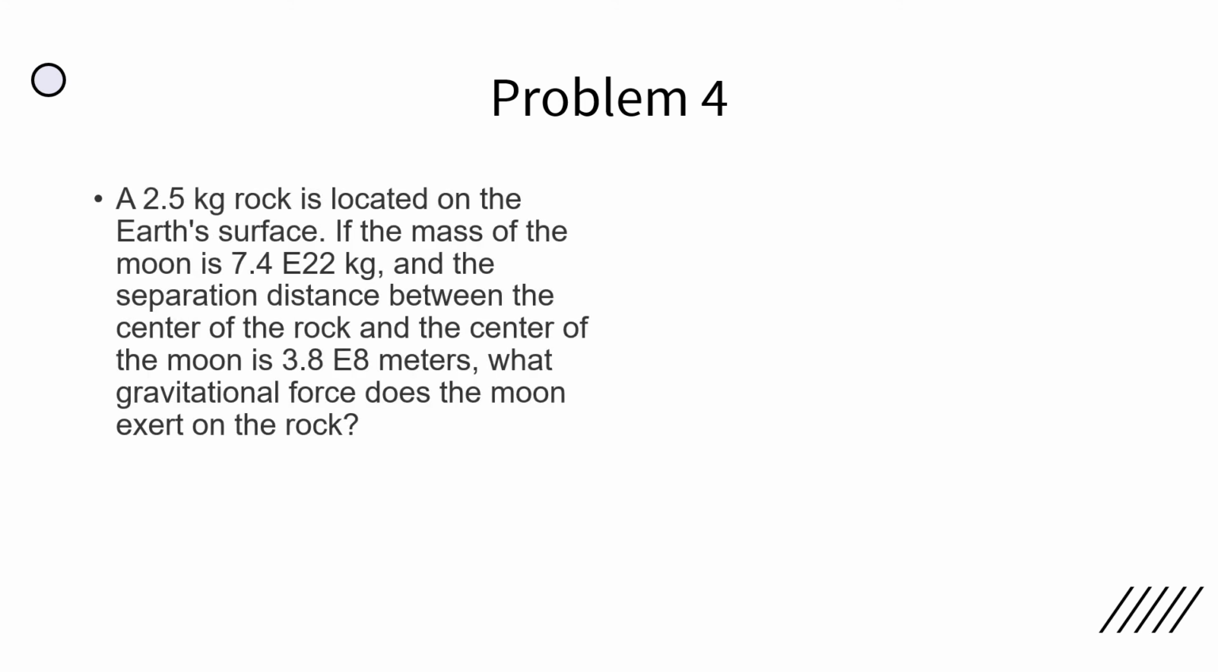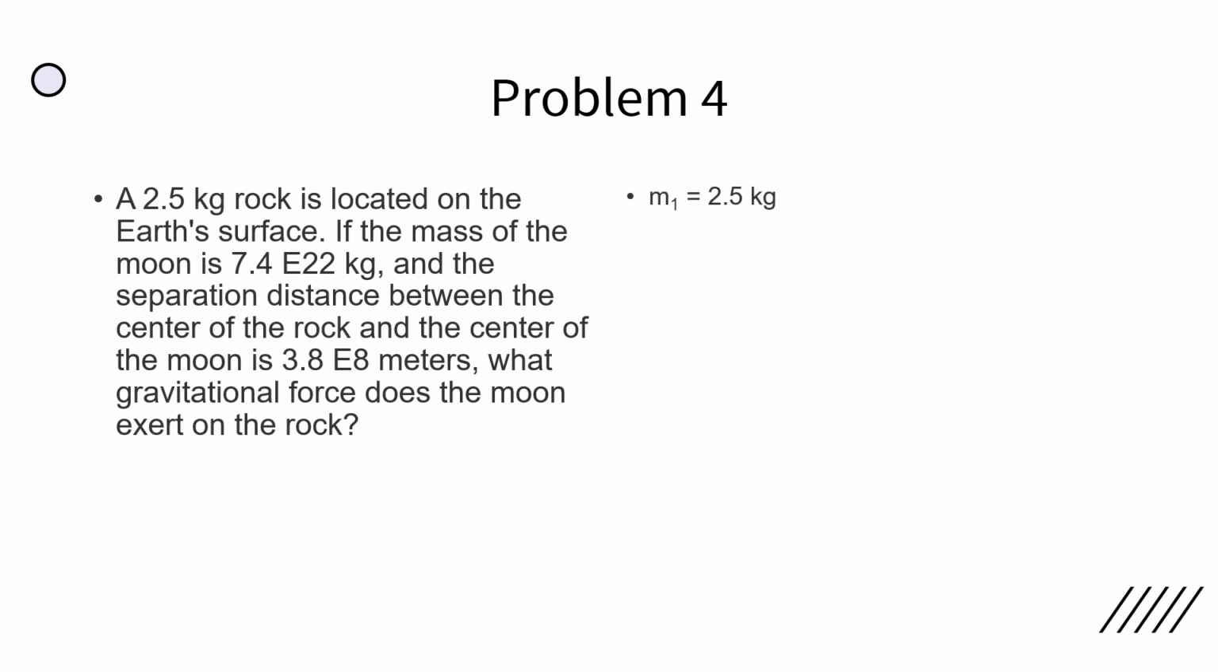Alright, and let's go with one last problem. A 2.5 kilogram rock is located on the Earth's surface. If the mass of the moon is 7.4 E22 kilograms, and the separation distance between the center of the rock and the center of the moon is 3.8 E8 meters, what gravitational force does the moon exert on the rock? So this is pretty interesting because we're still analyzing the gravitational pull between a simple rock and a very large object such as the moon.